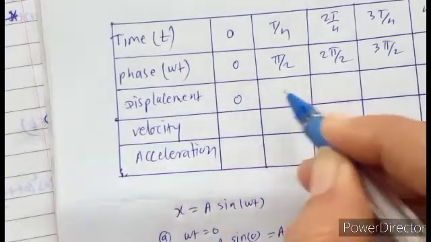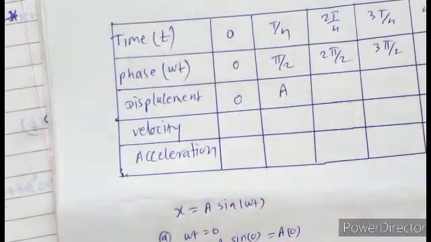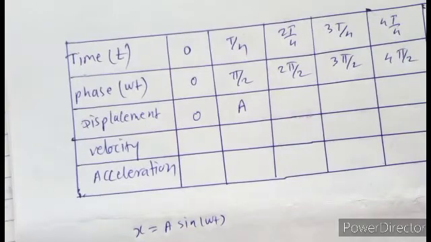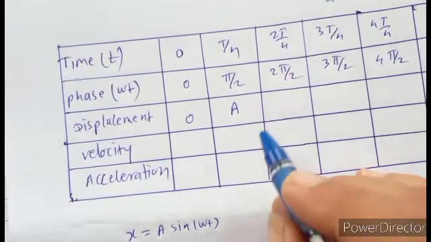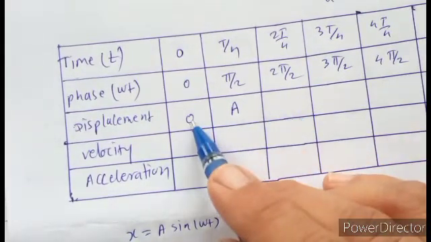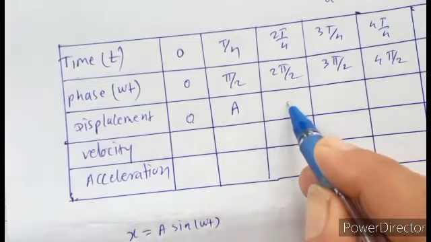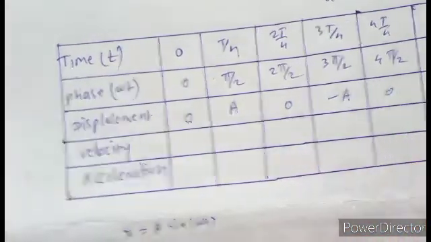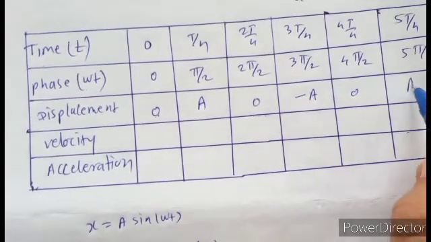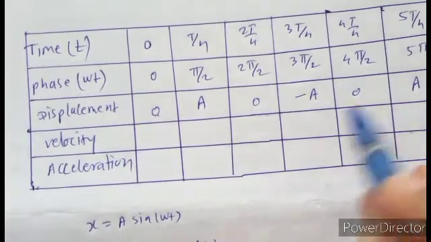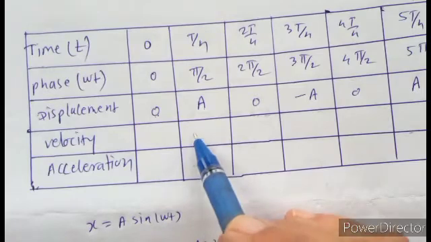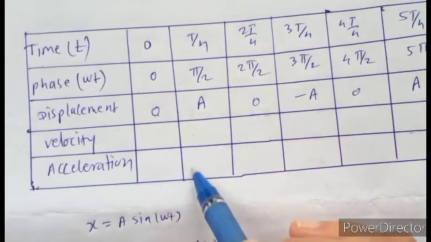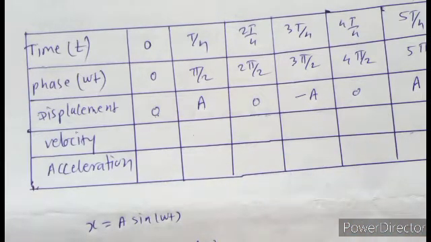So 0 and A. We write the other values directly, alternating, changing the sign as positive, negative. Here is 0, A, now again 0, then negative A, again 0, and then last positive A. In this way, we just calculate two values of velocity and two values of acceleration, then we write the other values.